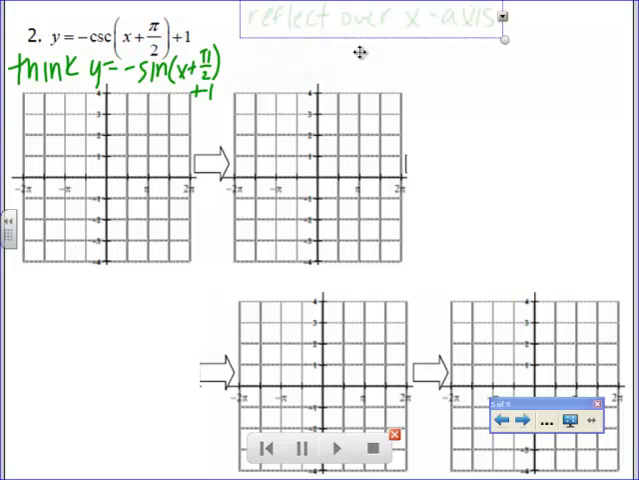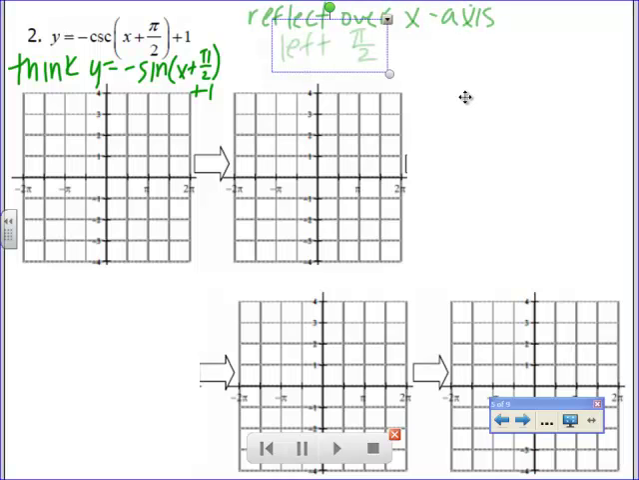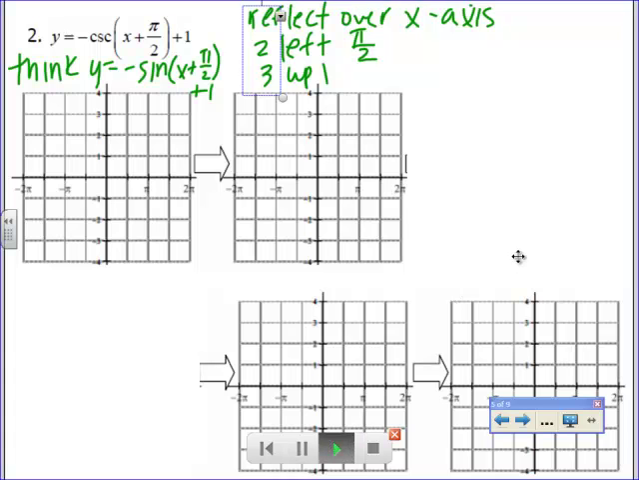A reflection over the x-axis. Moving left, pi over 2. And moving up 1. I'm going to number those in order. The multiplier has to come first. The reflection has to come first. Left and up can come in any order. So I'm going to make sure that I label that my reflection is first, left pi over 2 is second, and up 1 is third, so that when I go to graph these, I know the order that I'm doing them in. So label each transformation between the graph as 1, 2, or 3.